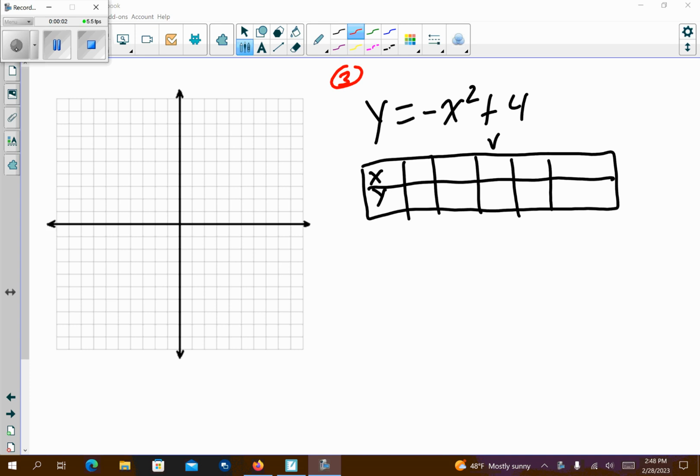Hi, these are the problems to go over for our homework on page 84. This is problem 3, and then problem 4 will be the next slide. So the vertex is right in the middle.